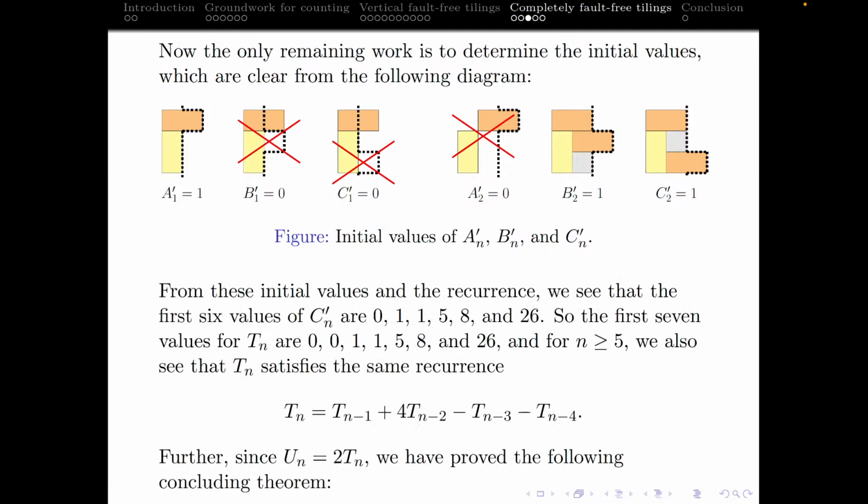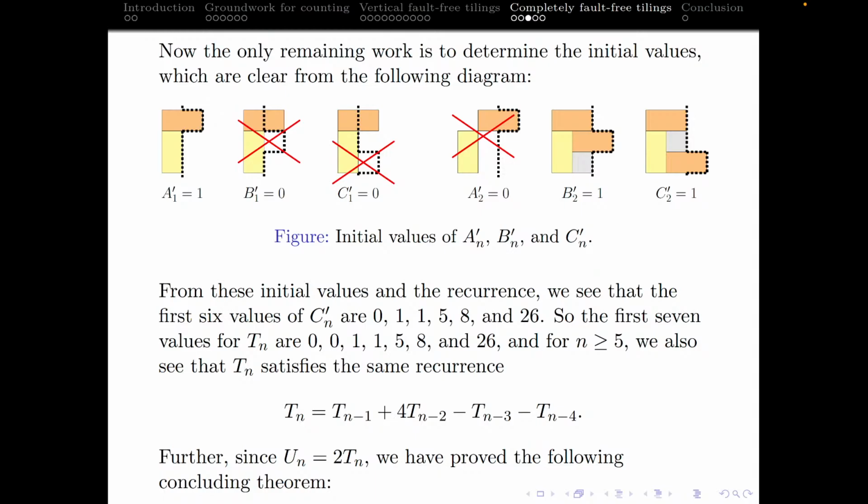So it is somewhat incidental or coincidental that Tn follows the same recursion, and similarly because Un is just exactly 2 times Tn, Un also follows the same recursion. But yeah, it might not be just coincidence.